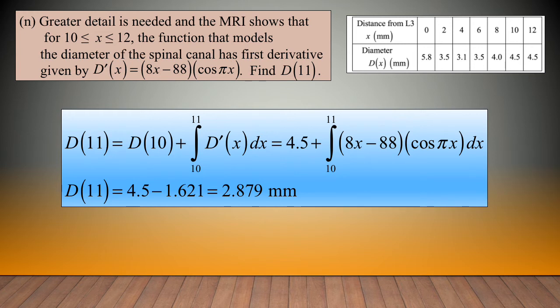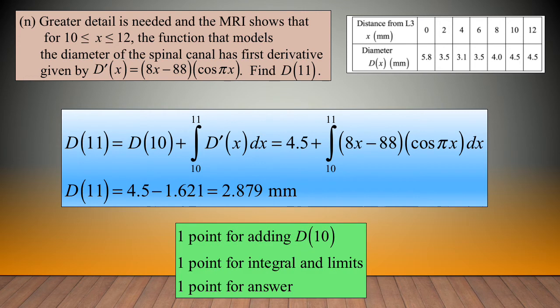We know from our chart that at x equal to 10 millimeters, our diameter is 4.5 millimeters. So we get 4.5 plus the integral from 10 to 11 of (8x minus 88) cosine pi x dx. Using our calculator, we get d of 11 is equal to 4.5 plus a negative 1.621, and we get 2.879 millimeters. 3 points for this problem: 1 point for adding the d of 10, 1 point for the correct integral and limits, and then 1 point for the final answer.